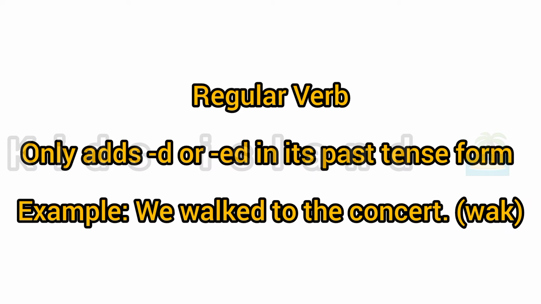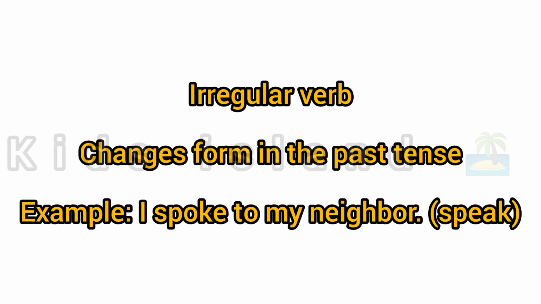Regular verb: only adds d or ed in its past tense form. For example, we walked to the concert. Irregular verb: changes form in the past tense. For example, I spoke to my neighbor.